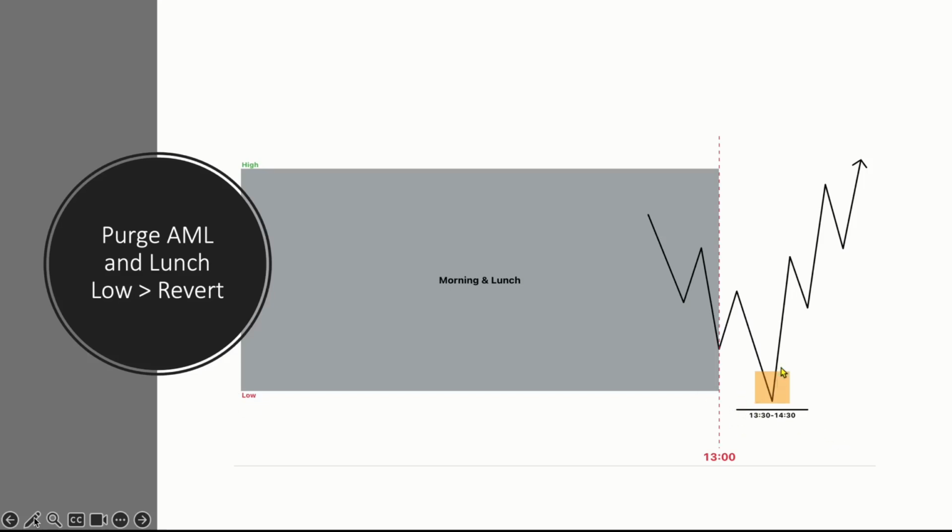And the moment it gets reached between 1:30 and 2:30 p.m., we will be looking for a smart money reversal to occur below that low, from which a market maker buy model can unfold if the higher time frame order flow is bullish.